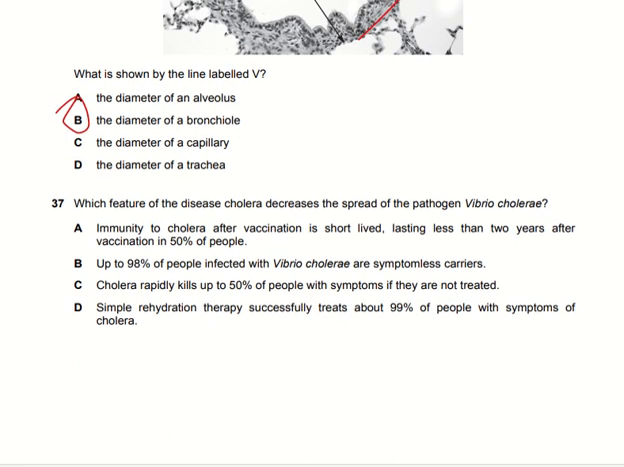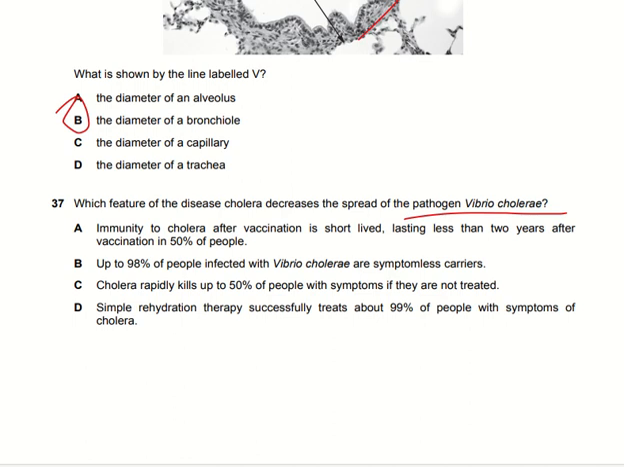Which feature of the disease cholera decreases the spread of the pathogen Vibrio cholerae? Whenever the disease appears, it spreads, whether slowly or rapidly. It kills a lot of people if it is left untreated. Then the patients with the disease will die, and the number of patients will decrease. So the rate at which the disease spreads from person to person will also decrease. So let's find out.